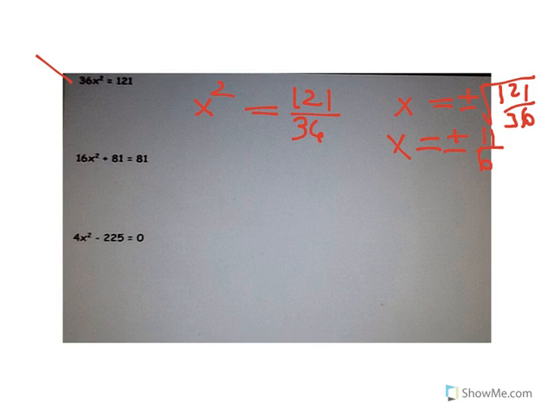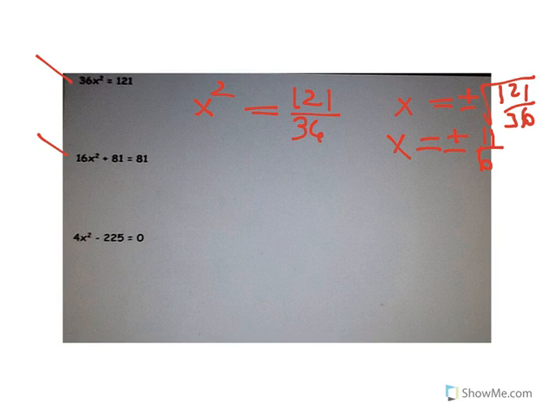This one here, you're going to divide both sides by 36. You end up with x squared is equal to 121 over 36. You probably recognize those are both perfect squares. So x is going to be equal to plus or minus the square root of 121 over 36. So x is going to be equal to plus or minus 11 over 6.